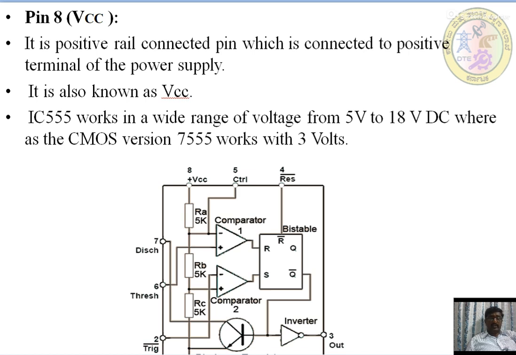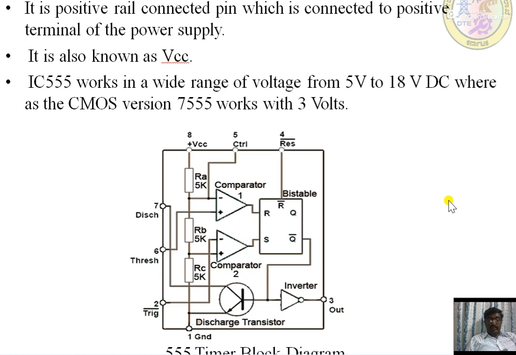Previously, all the systems used a 5 volts to 18 volts supply, normally a 5 volts power supply. But since people want to reduce the power supply requirement and make the battery life higher, in today's market people normally use just a 3 volt CMOS supply.